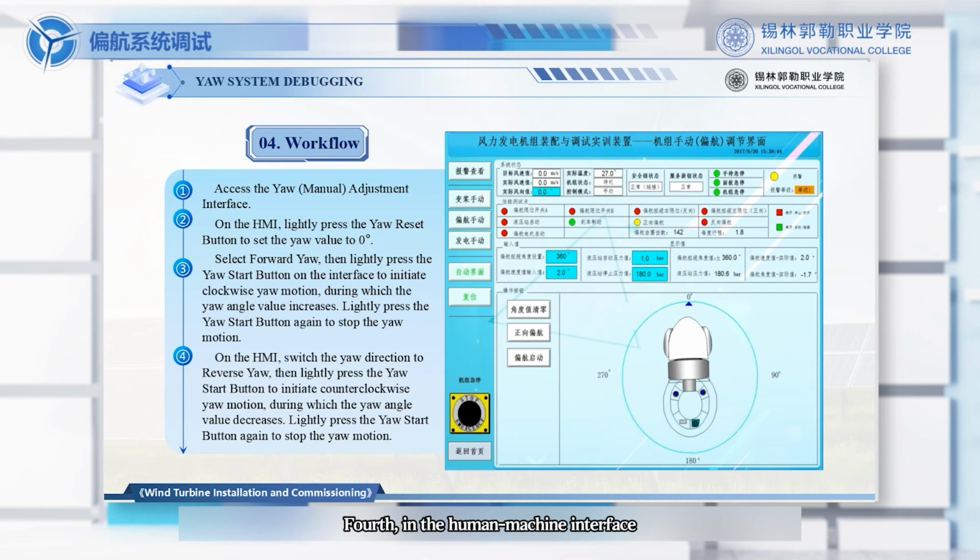Fourth, in the human-machine interface, the yaw direction is selected as reverse. Gently touch the yaw start button on the interface to make the unit yaw counterclockwise and reduce the yaw angle value. Touch the yaw start button on the interface again, and the unit will stop yawing.